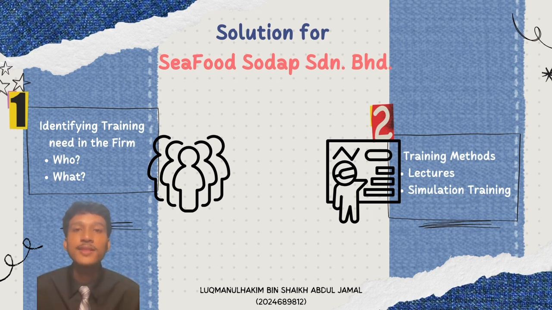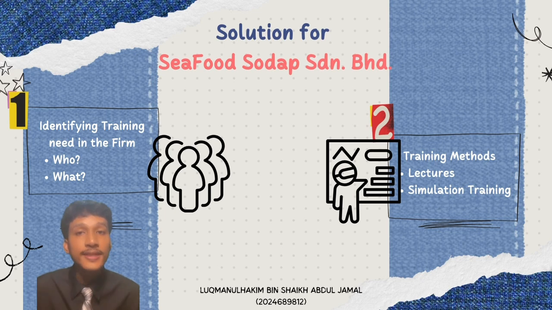The next one is training methods. First is the lecture method. The trainer can explain important knowledge such as company policy, product details, and communication tips. This gives customer service staff the information they need to answer customer questions correctly.